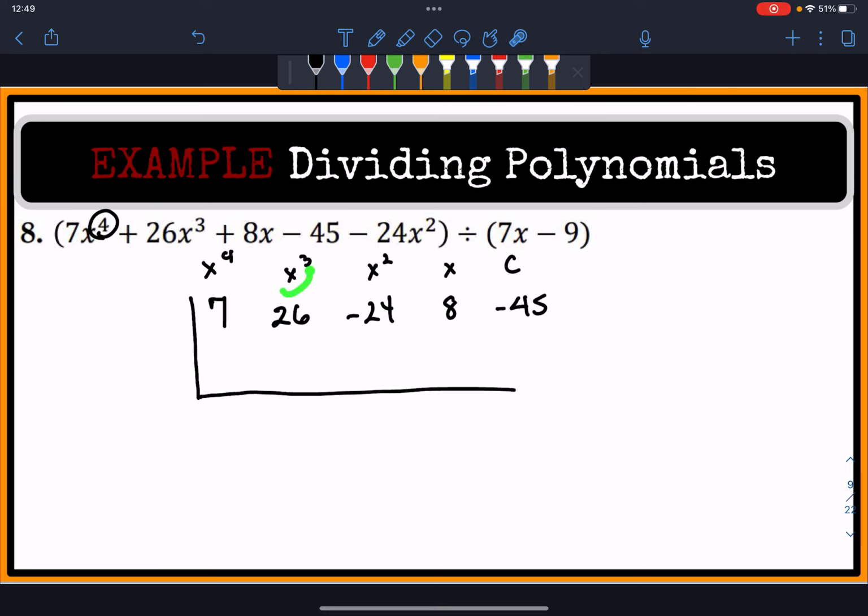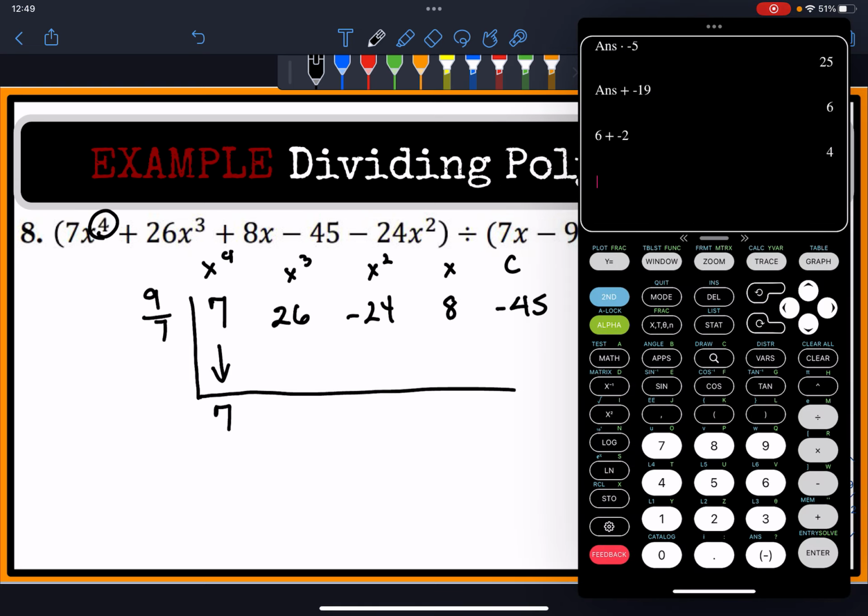If any of these powers were missing after x to the 4th, then we would use a 0 as a placeholder. But since none of them are missing, we don't have to do that. Now on the outside, we're going to put a positive 9 because it's negative 9. And since the leading coefficient is 7, we put that over 7. So we divide it by 7. So we start by bringing down the 7. And we're going to multiply 7 with 9 over 7. So 9 divided by 7, that's equal to 9.